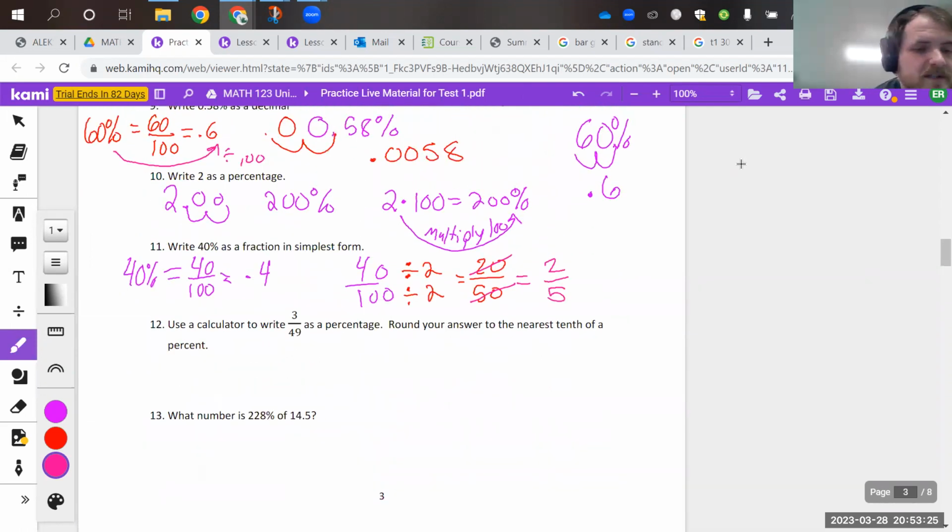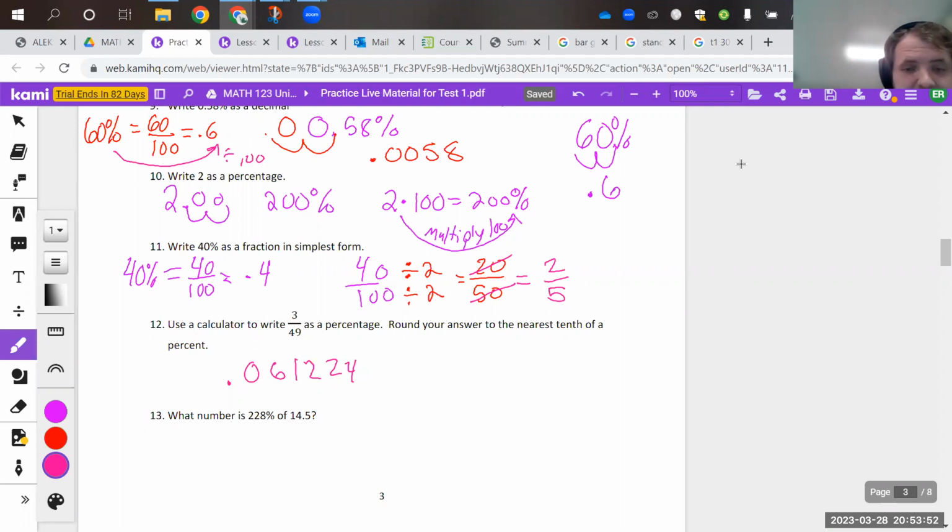Last one for this specific section. It wants me to just do 3 divided by 49, which is going to be a nasty decimal, 0.06. It says to write the answer to the nearest 1/10 of a percent. Oh, painful. So I'm just going to write a bunch of these decimal places. I'll stop right there. So that is a decimal.